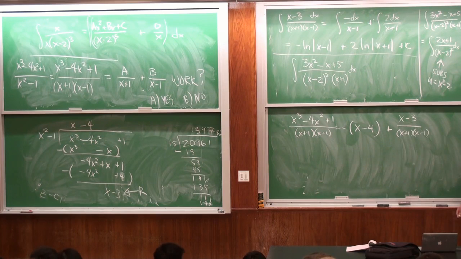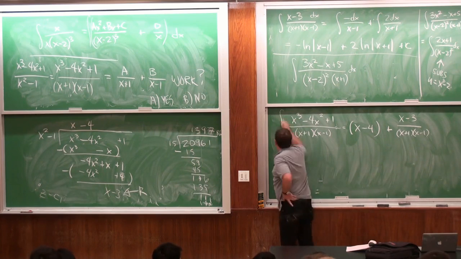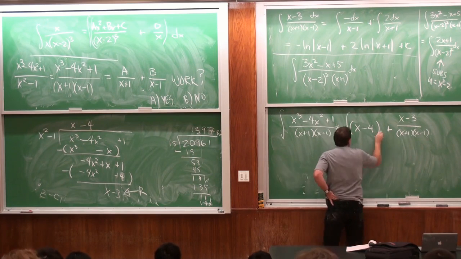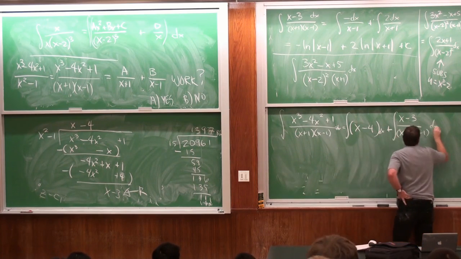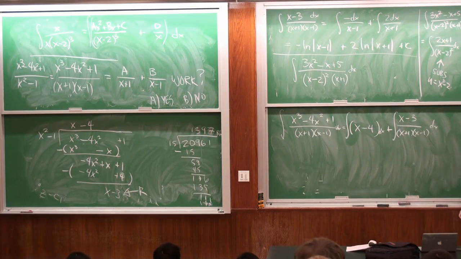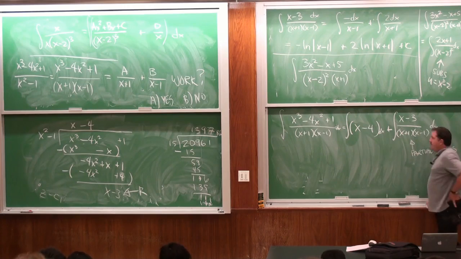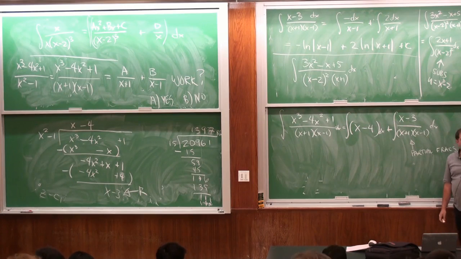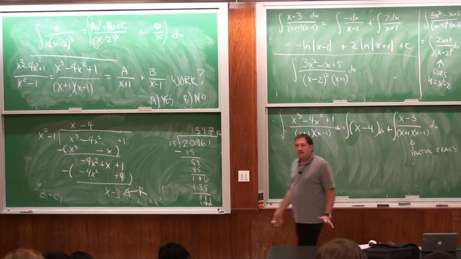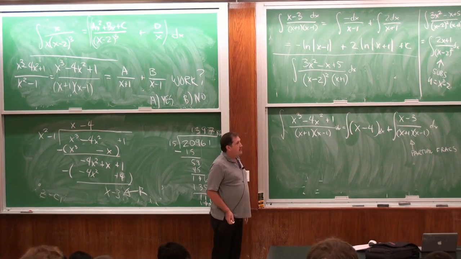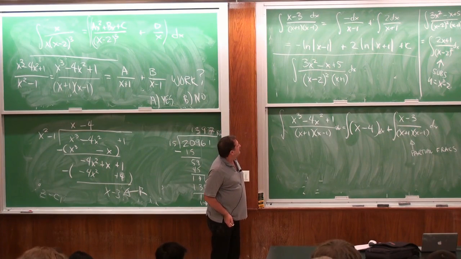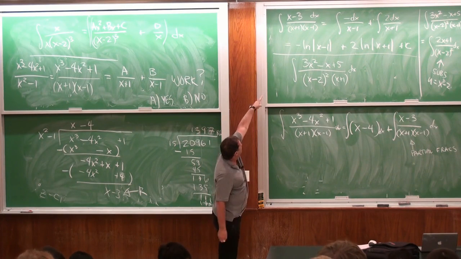And so if I want to integrate this, then I integrate this, and I integrate this. And this one I did already at the start of the class. So I chose this on purpose to make sure it would come out. So now I can do this by partial fractions. So let me not do this by partial fractions because I already did it. It's right there.